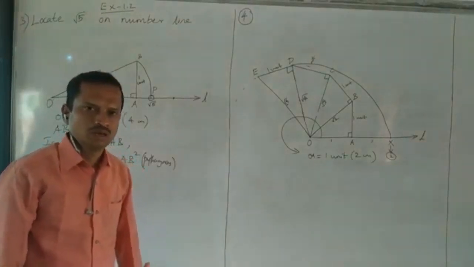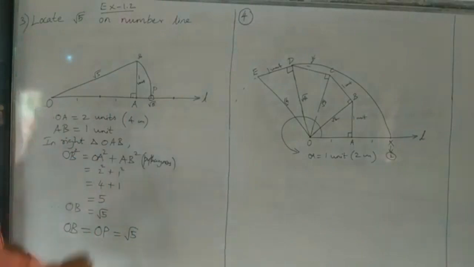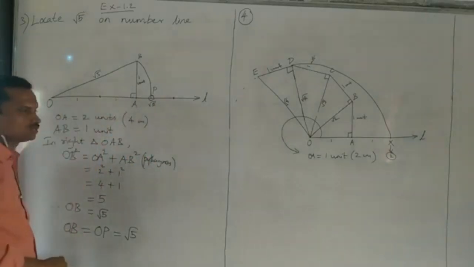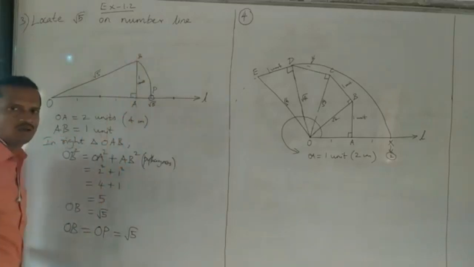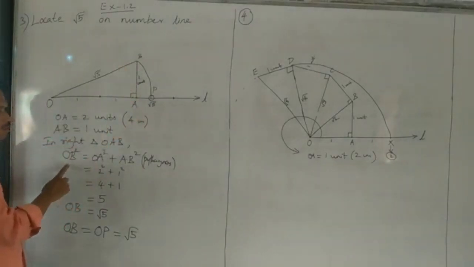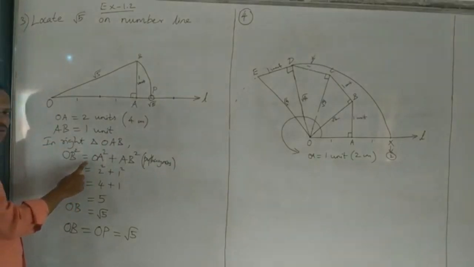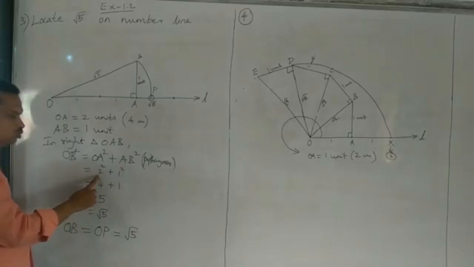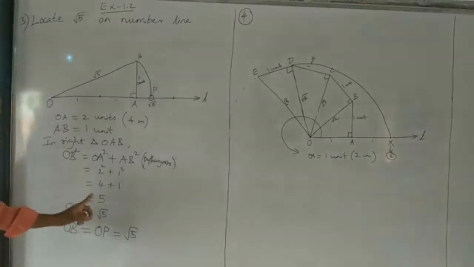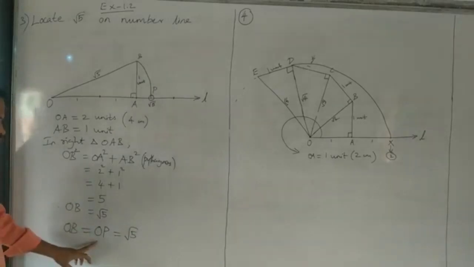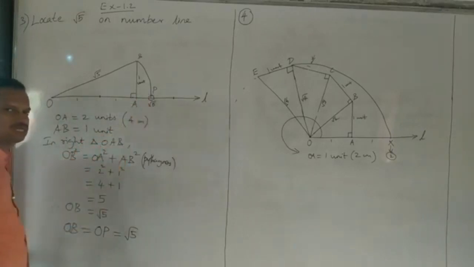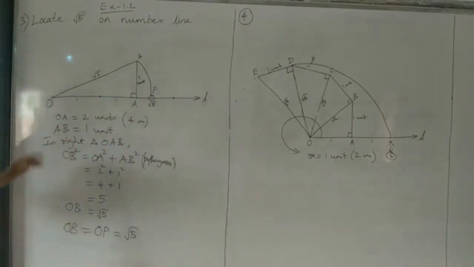And now you can see how to locate root 5 on the number line. So OA, 2 units you have to take. The direct method: OA, 2 units, and at A, draw a perpendicular AB of 1 unit. So OA equals 2 units, AB equals 1 unit. Now you take the right triangle OAB, and by applying the hypotenuse rule, OB square is equal to OA square plus AB square. OA is 2, so 2 square, AB is 1 unit, so 1 square. This becomes 4, and this becomes 1, so 4 plus 1 is 5. So OB square is 5, therefore OB equals root 5. So OB equals OP, that is equal to root 5. So now we can see the point P here on the number line, which represents root 5. So this is the direct way of locating root 5 on the number line.